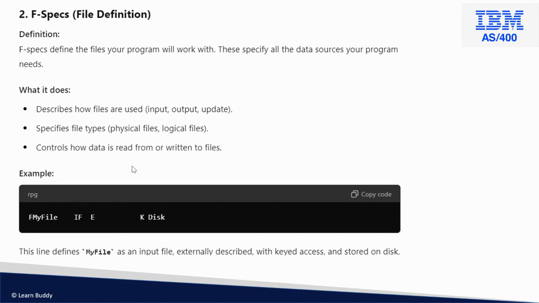F specification. What does it mean? The F specification. F is a file definition. File definition is, for example, take an example of your business application. Anything. Okay, your business application is a banking.